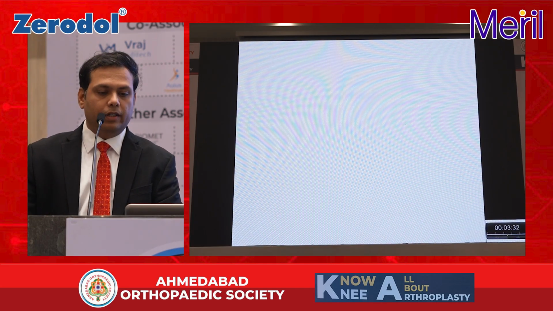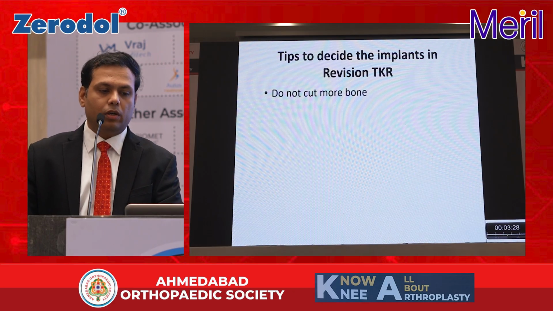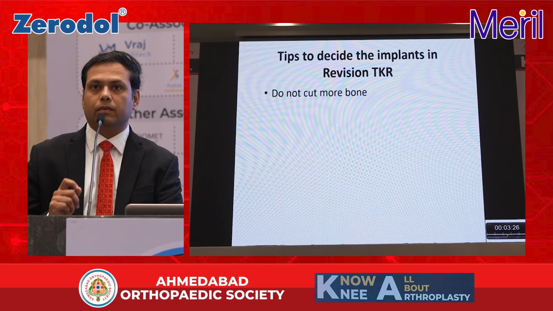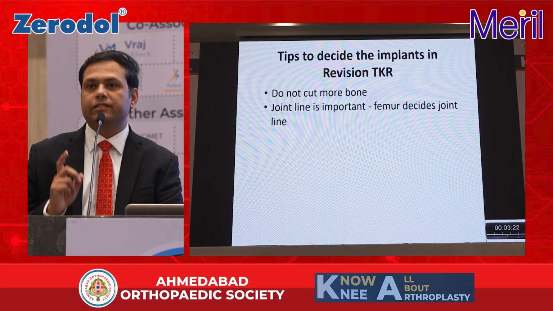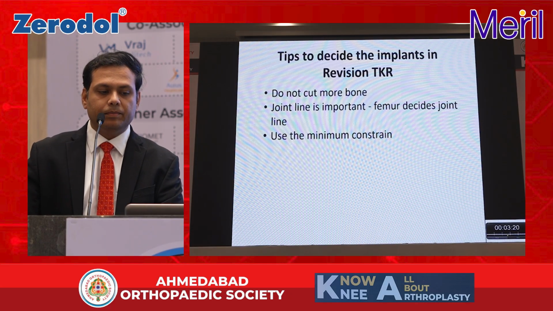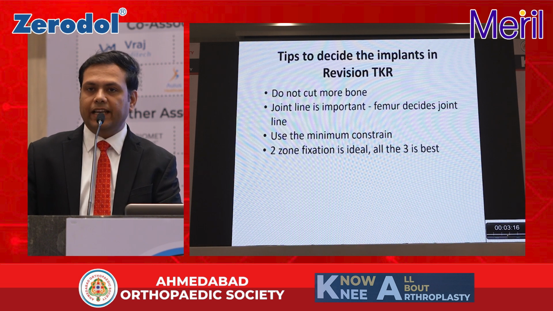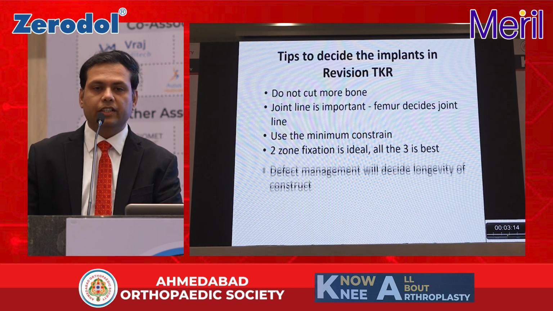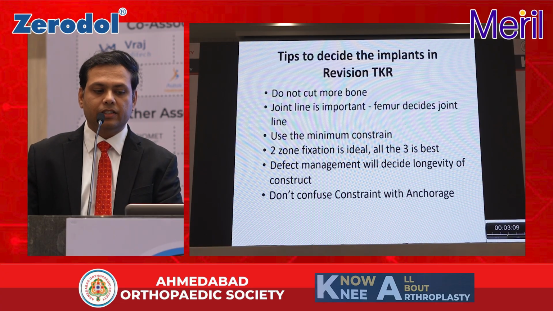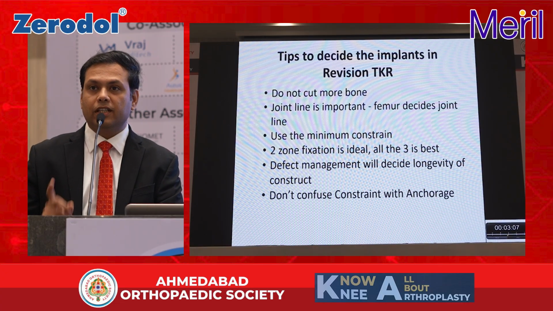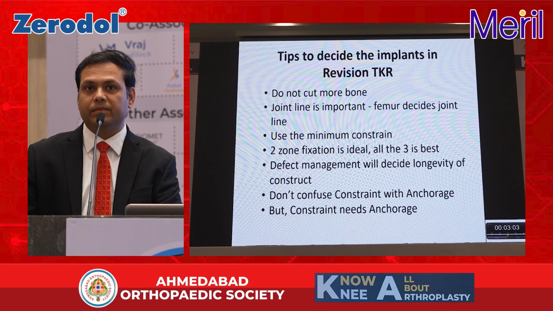So, in short, the tips to decide the revision implants. First, do not cut more bone. The bone cut has to be very little. Joint line is very important, and it's the femur which will decide the joint line. Use minimum constraint. Two-zone fixation is ideal, and three-zone fixation is best. Defect management will decide the longevity of the construct. Don't confuse constraint with anchorage, but constraint will always need an anchorage.